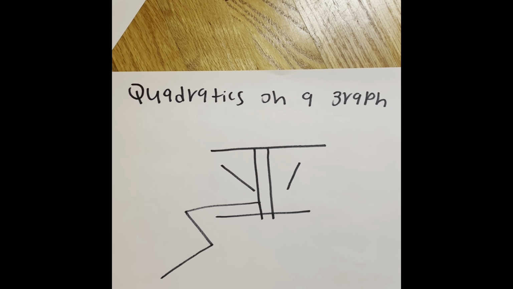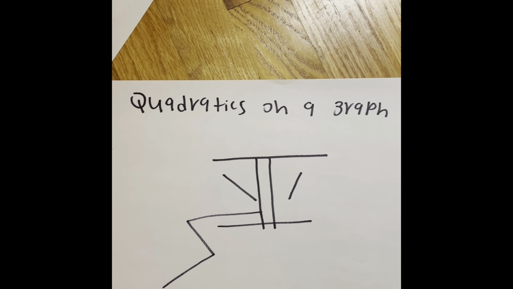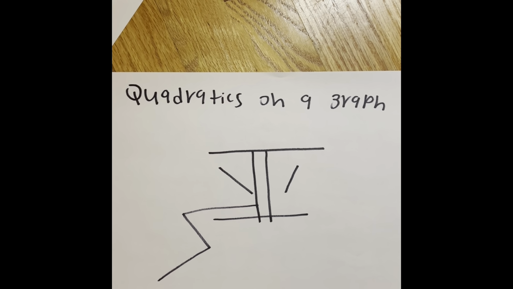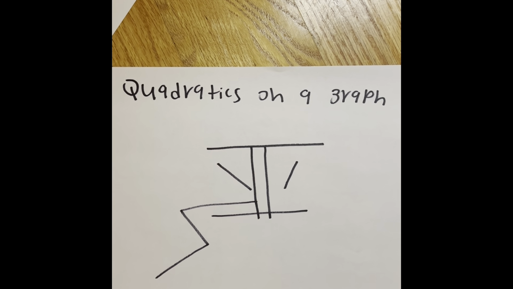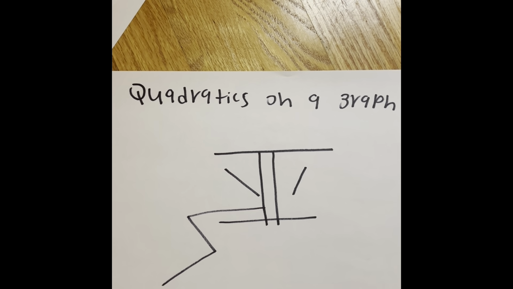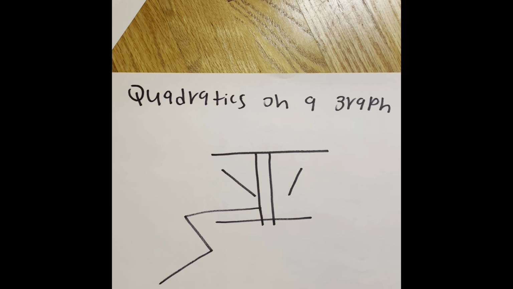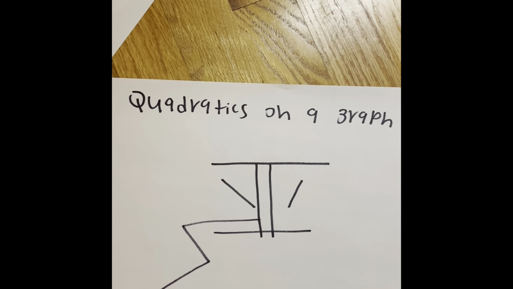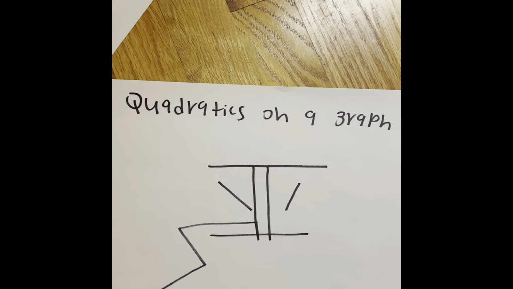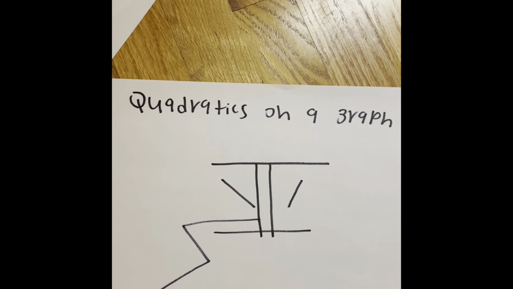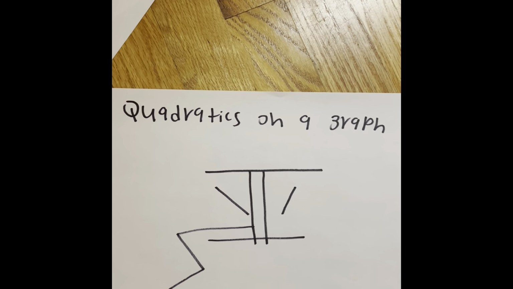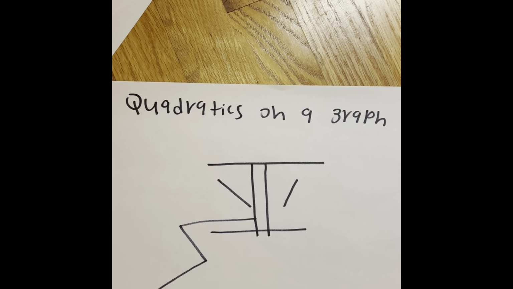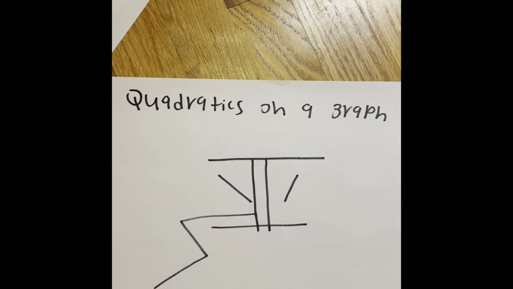Hey, time for analyze math and history, and we are going to take a look at quadratics on a graph. So we've been looking a lot at the absolute value, how to solve for x, the function y equals mx plus b, and we've been seeing what they look like on a graph. But we're going to take a look at a new kind of graph, quadratics on a graph.